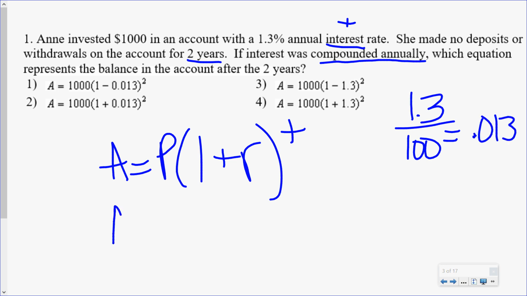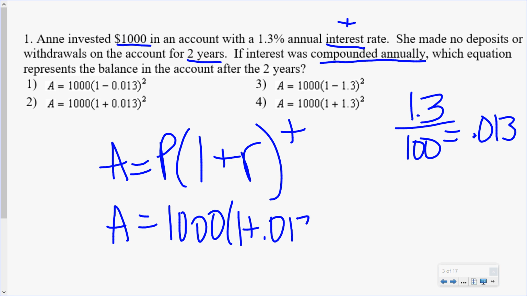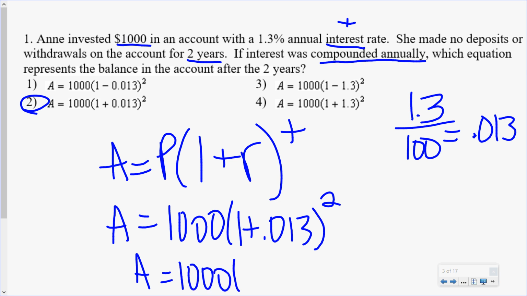So we get A equals the principal, the initial amount is 1,000. 1 plus 0.013 to the power of time is 2. And that's it in this case. Normally, you're going to have to then combine what's in the parentheses. 1 plus 0.013 is 1.013. Then you can type that into the calculator to get an actual answer. But here it's just, that's it.